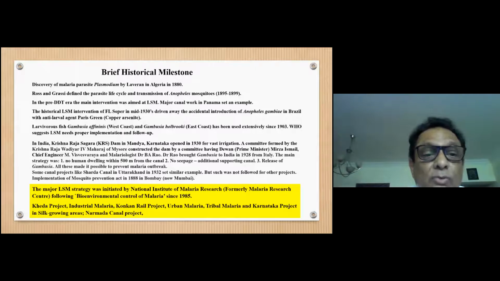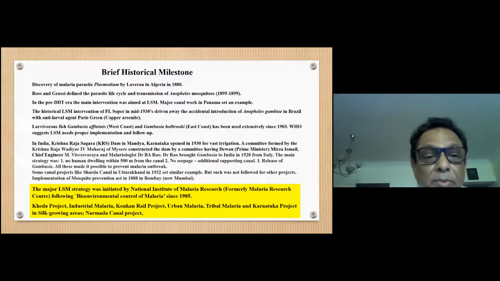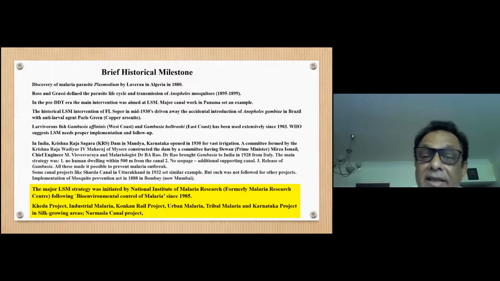The main strategy was no human dwelling within 500 meters of the canal and no seepage. Additional supporting canals were made, and Gambusia was released, all to prevent malaria outbreaks in subsequent years. To have proper water distribution, they made additional canals, and some examples are the Sarda Canal in Uttarakhand in 1932 and the Bombay Municipal Act of 1888, which were efforts in this direction.